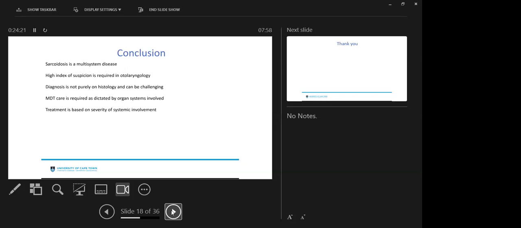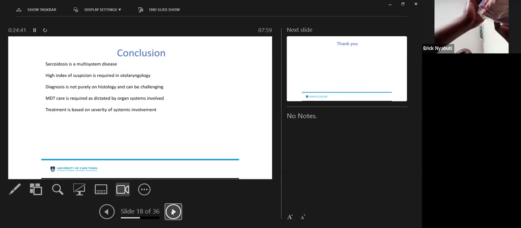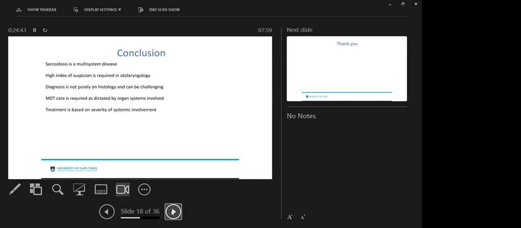So in conclusion, sarcoid is a multi-system disease. You have to have a high index of suspicion in otolaryngology, in our field. Diagnosis is not purely histological, and the diagnosis can be challenging. We need MDT care, and that's really dictated by which organ systems are involved. Those are the teams that you can refer to. And treatment is, in essence, based on severity of your systemic involvement and needs to be tailored as such. And that's the end of our presentation.